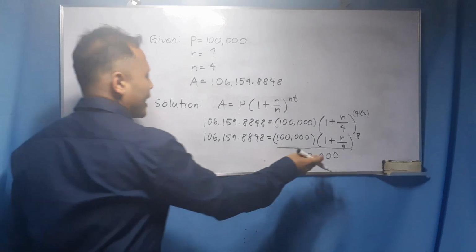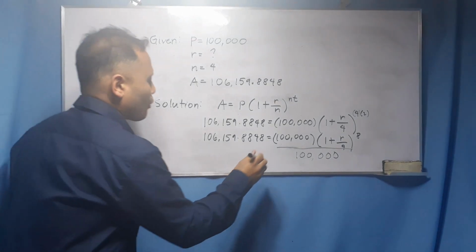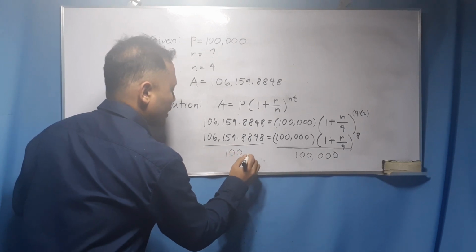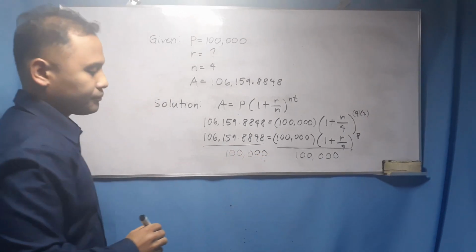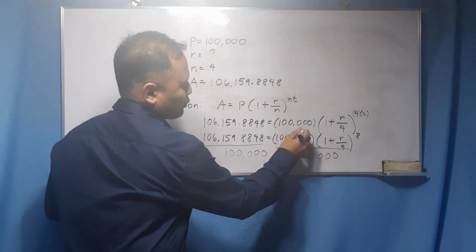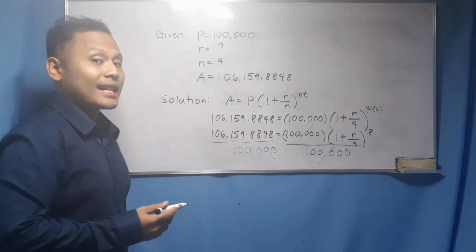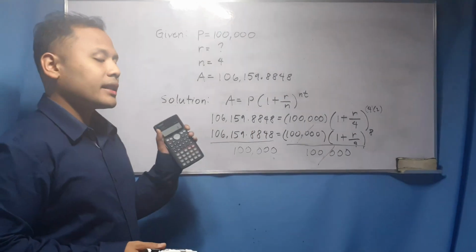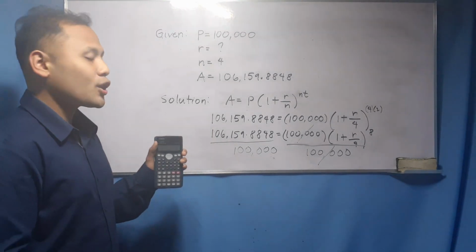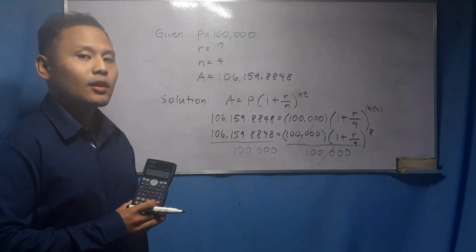What you do in the right hand side will be done in the left hand side. So our divisor for the left hand side is also 100,000. Because of this process, 100,000 will be cancelled. To evaluate these numbers in the left hand side, we can use the scientific calculator for faster computation. I will show you the process in the next set of lines of the solution.